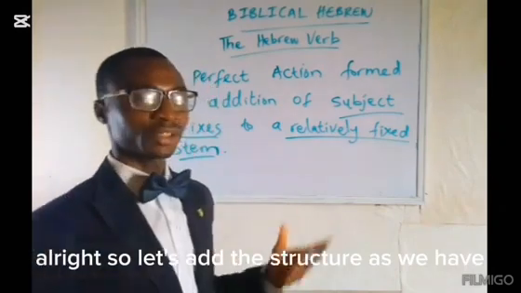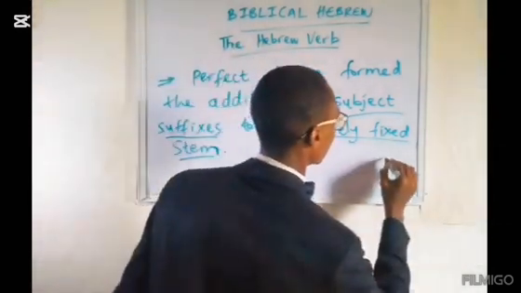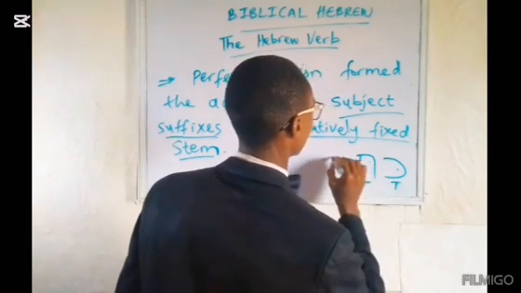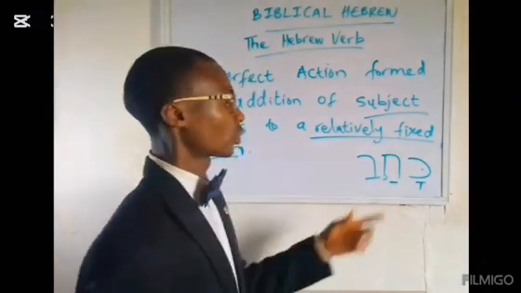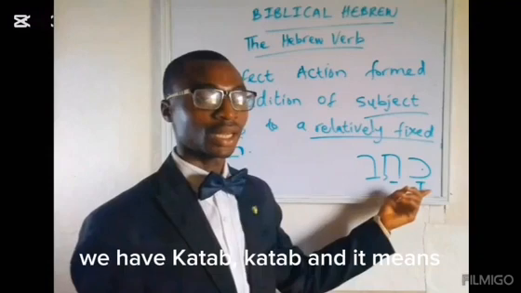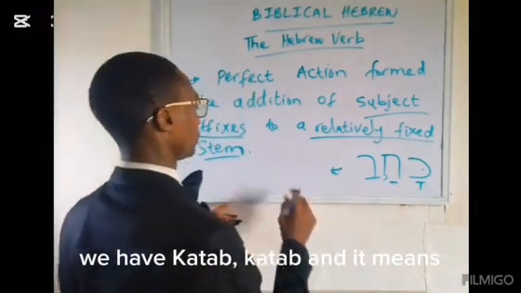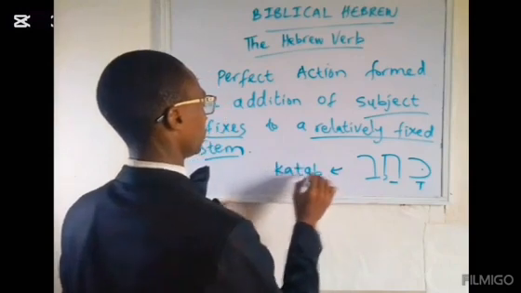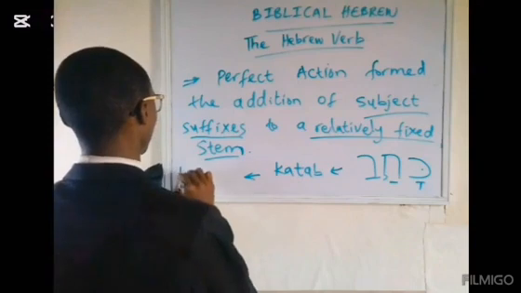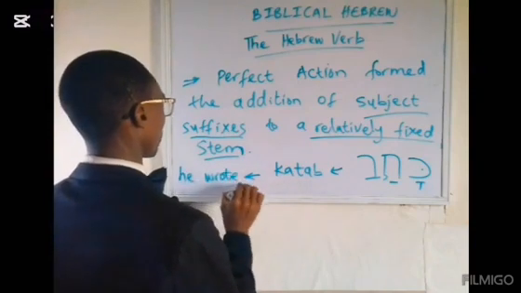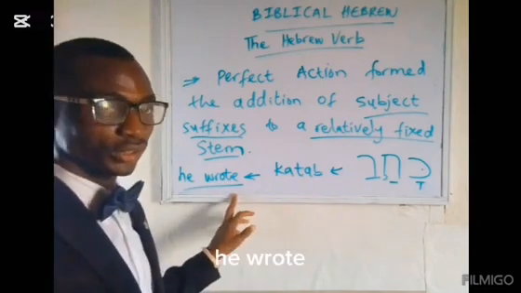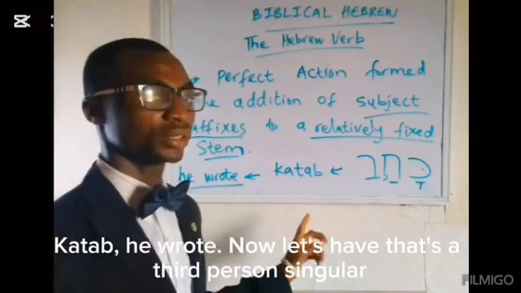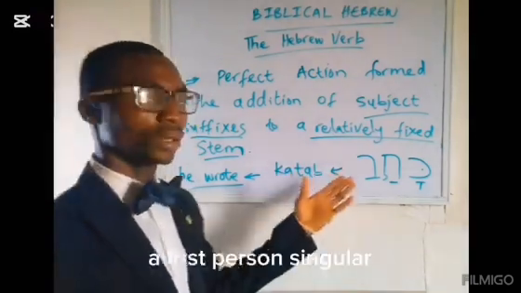All right, so let's have the structure as we have qatal, qatal, which means he killed, root, qatal. Now that's the third person singular. Let's have first person singular.